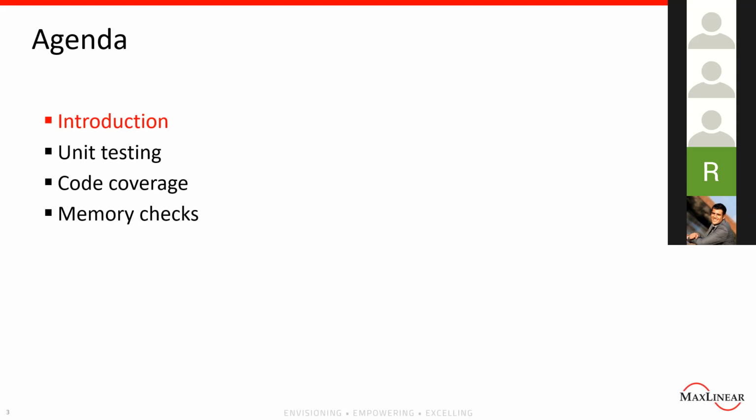Then I will talk about the different frameworks and tools that we use for unit testing, code coverage, and memory checks, which are covered in the next sections of this presentation. Most of the time of this presentation will be dedicated to the unit testing section. Code coverage and memory checks are the easy parts of software QA, as we have designed our build process.